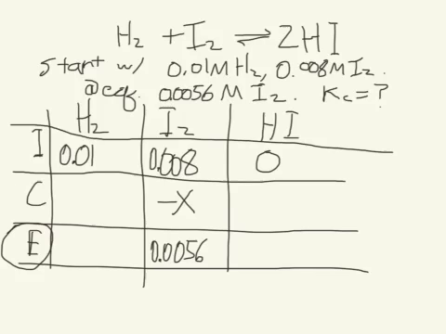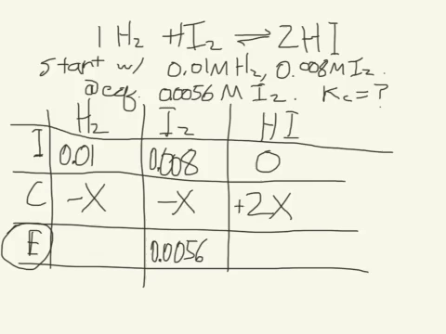So because there are stoichiometric coefficients of 1 for both the H2 and the I2, that means that if we lose x amount of concentration of I2, we're also going to lose x amount of concentration of H2. But then there's a 2 coefficient in front of the HI, so that means that if we lose x of I2 and H2, we're going to gain twice as much HI. I'll put a plus there to show we're gaining it.